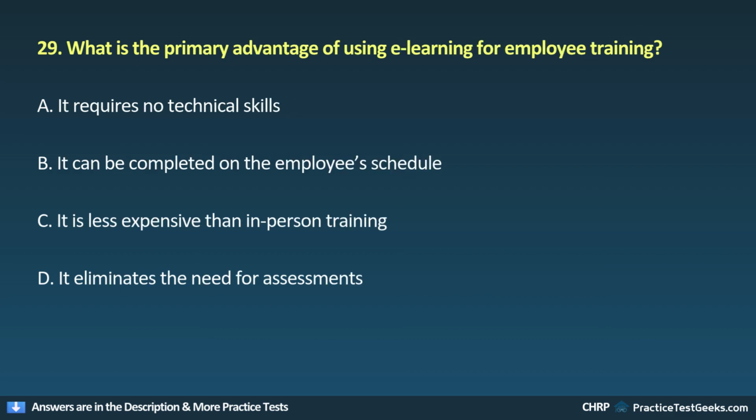29. What is the primary advantage of using e-learning for employee training? A. It requires no technical skills. B. It can be completed on the employee's schedule. C. It is less expensive than in-person training. D. It eliminates the need for assessments.